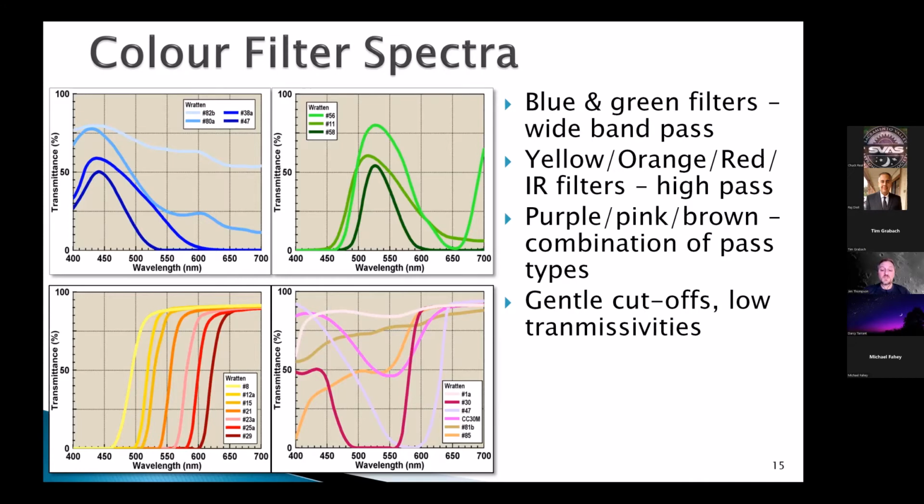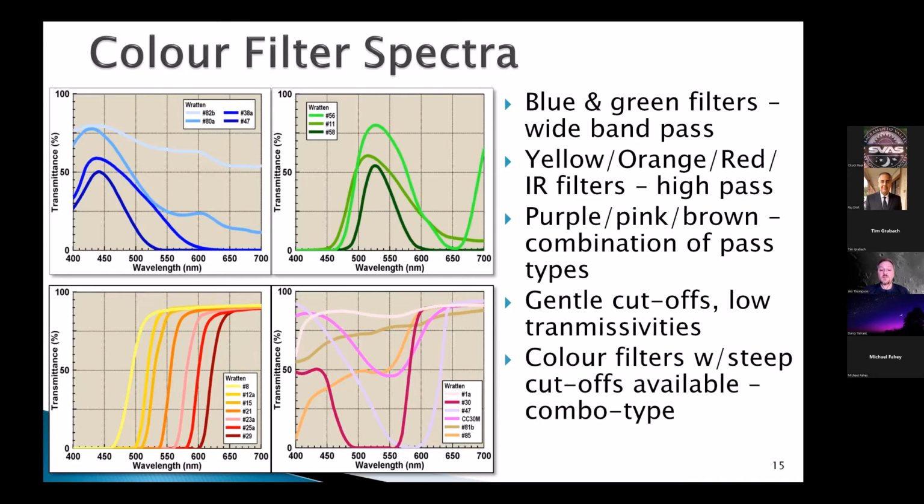Color filters with steep cutoffs and high transmissions are available, but they are all a combination of absorption and interference types.